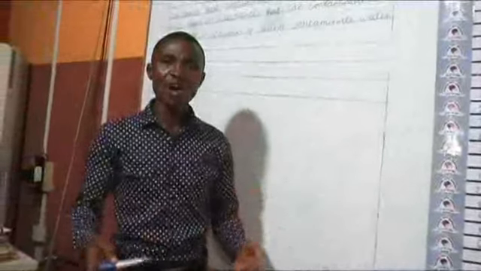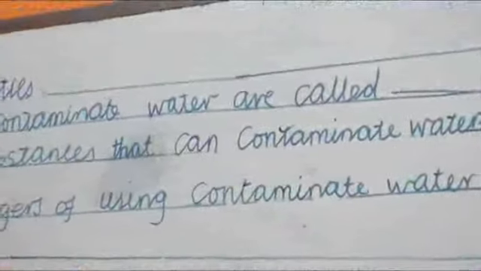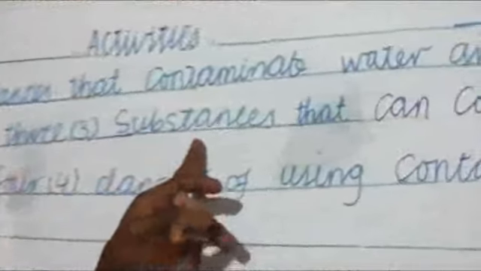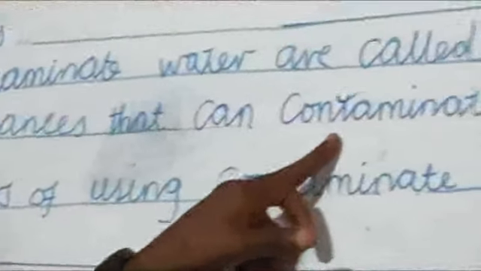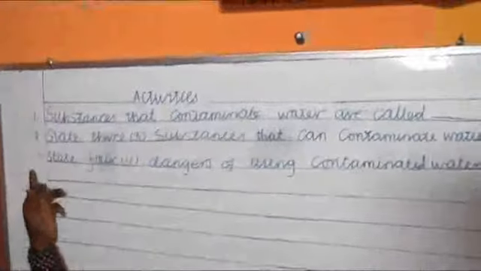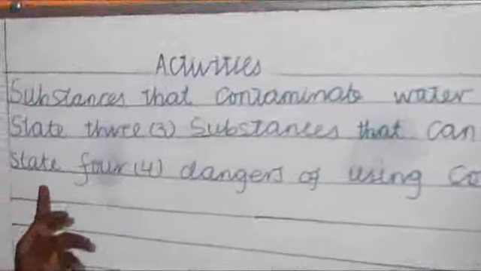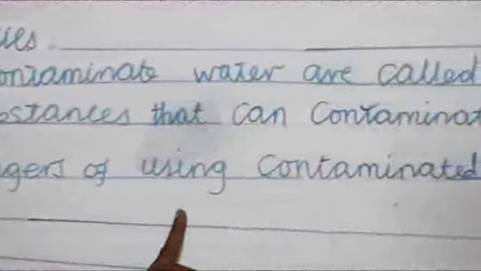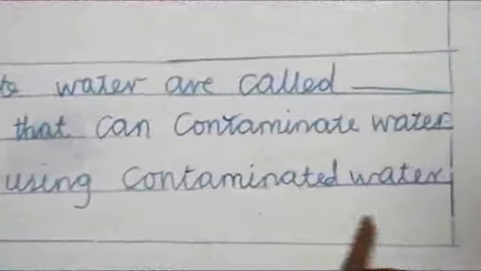Substances that contaminate water are called what? Question number 2. State 3 substances that can contaminate water. And the last question, question number 3. State 4 dangers of using contaminated water.